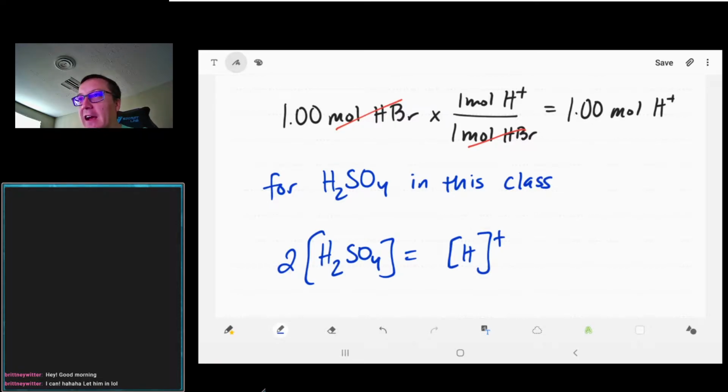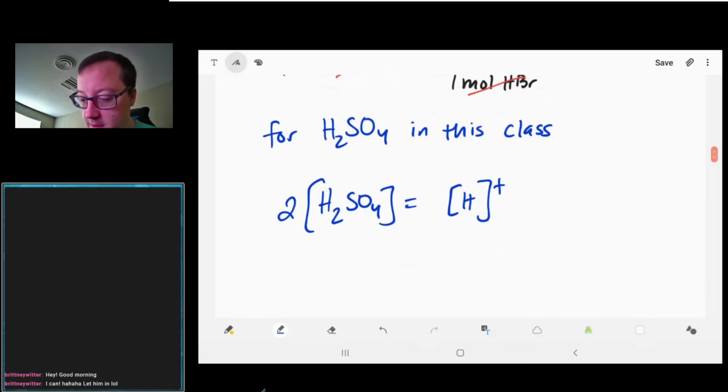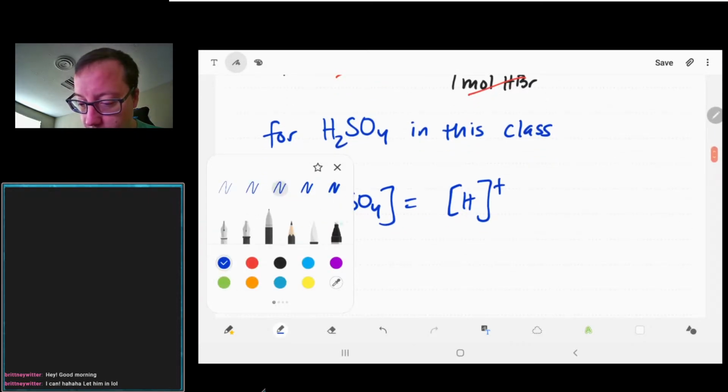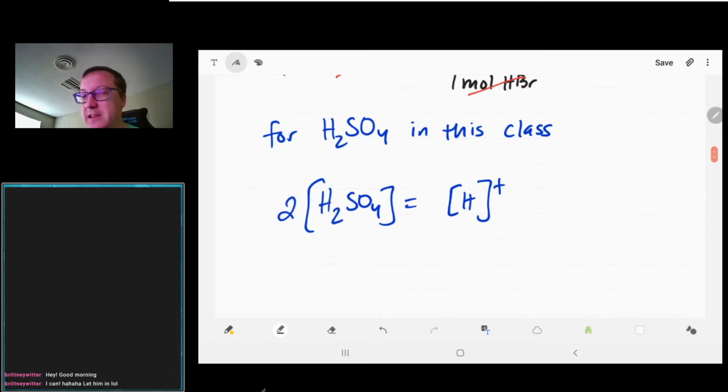just so we don't have any accidents, with this, the concentration of H plus is going to be twice as big as the sulfuric acid because the sulfuric acid is diprotic. In reality, it's going to be just slightly less. It might be like 1.9 times, but let's not worry about that. So for our class, just double your concentration of sulfuric acid and you'll get your concentration of H plus.